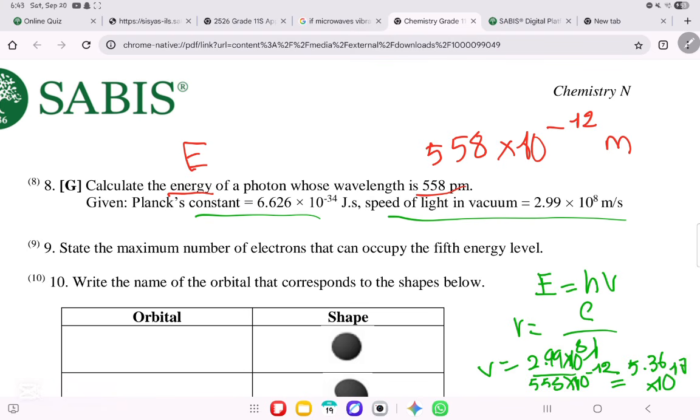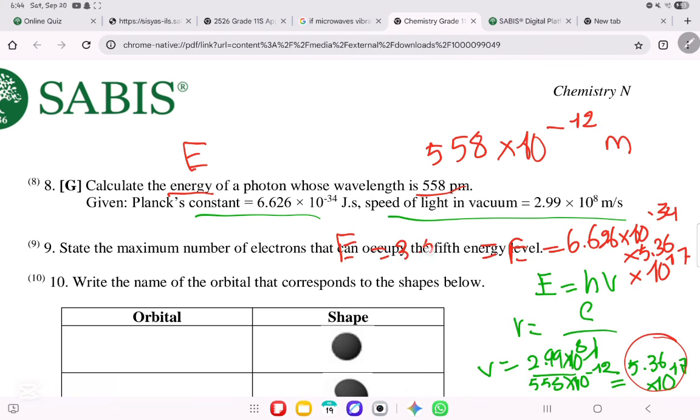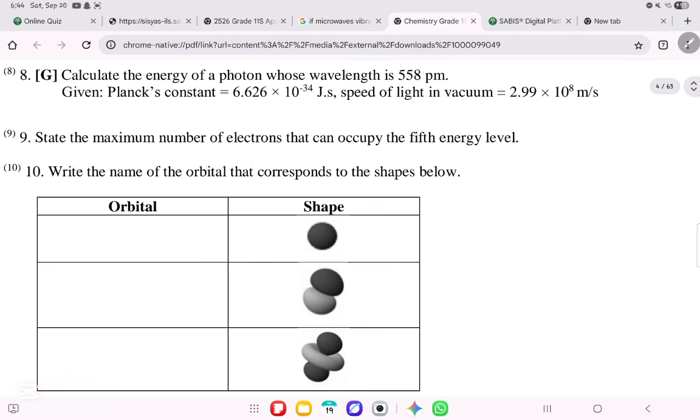Now, using the frequency, we can calculate the energy. Energy is equal to Planck's constant, which is 6.626 times 10 to the -34, multiplied by 5.36 times 10 to the 17. And you will get the energy to be 3.55 times 10 to the power of -16 joules. Perfect, that's question number 8. Let's move on to question number 9.